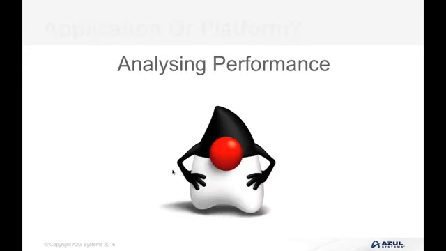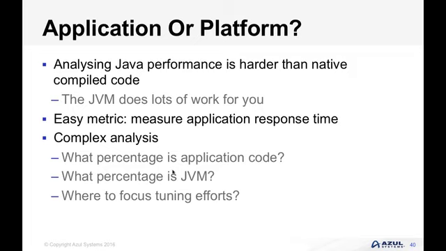Now, just talk briefly about analyzing performance, because I've got a couple of minutes left. One of the problems of analyzing performance is knowing whether it's the application that's causing the problems, or is it the JVM, or is it the operating system? The JVM does a lot of work for you, so it's difficult to understand where you might want to apply tuning.